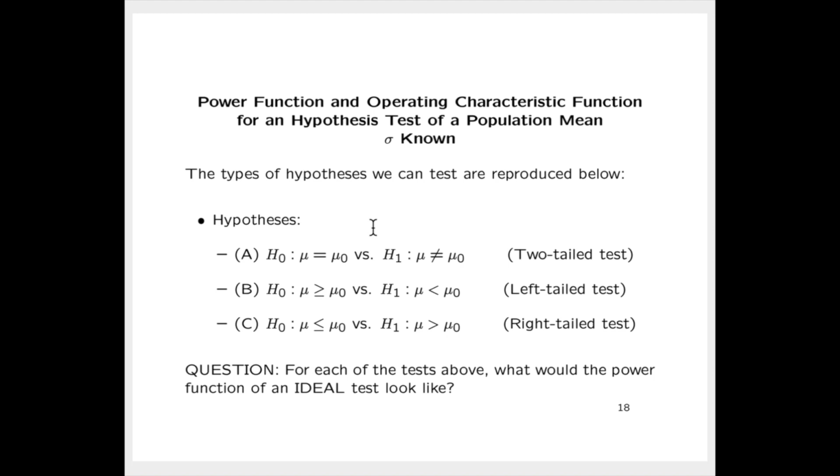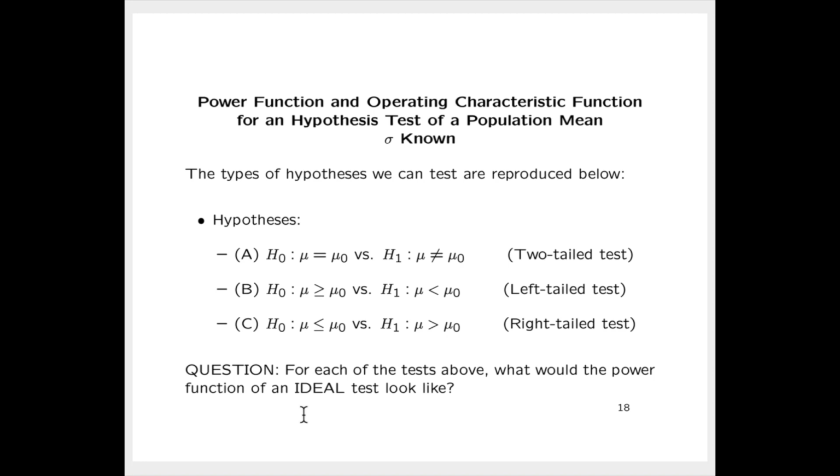Now, before we look at formulas for the power function and the beta function, let me ask you a question. For each of these tests above, each of the three types of tests that we can perform involving a population mean, what would the power function look like for an ideal test? Now, what do we mean by an ideal test? Well, an ideal test would be a test that always draws the right conclusion. In other words, if the null hypothesis is true, then it never rejects that null hypothesis. And if the null hypothesis is false, then it always rejects the null hypothesis.